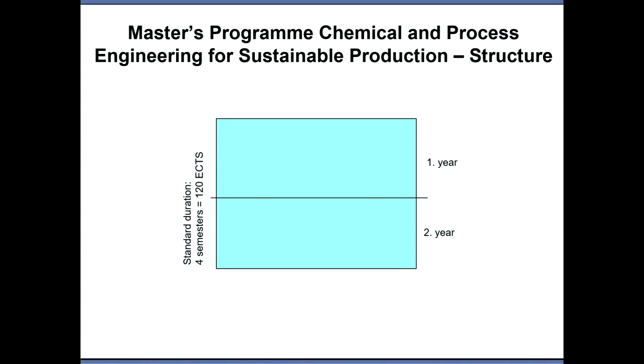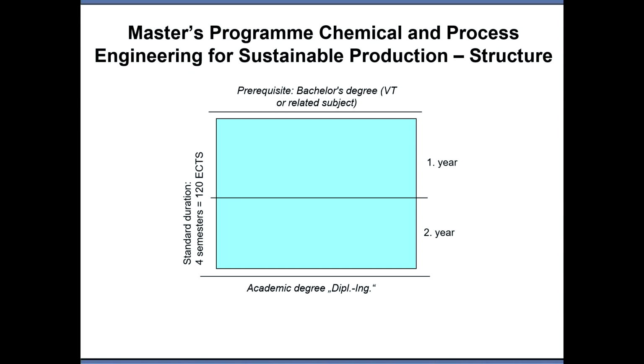Now I come to the structure of this program. The standard duration of the program is 4 semesters, which corresponds to 120 ECTS. We start from a bachelor's degree in chemical and process engineering. If you come from a subject-related degree, there are some adaptations possible to enter the program. I will speak about that later. The academic degree of the program is diploma engineer.